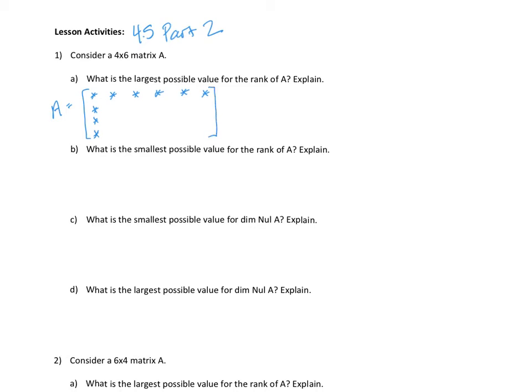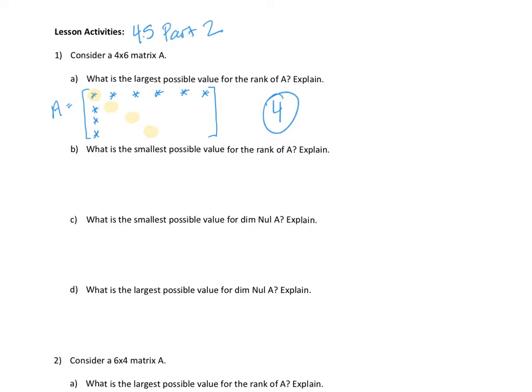Okay, so what is the largest possible value for the rank of A? The rank is the dimension of the column space, which is the number of pivot columns. So the most pivot columns I could have, I'm going to highlight all the places I could have a pivot. First non-zero entry, right? If I had the maximum number of pivots, that would be 4. So the largest possible value of rank A would be 4. You could have 4 pivot columns here.